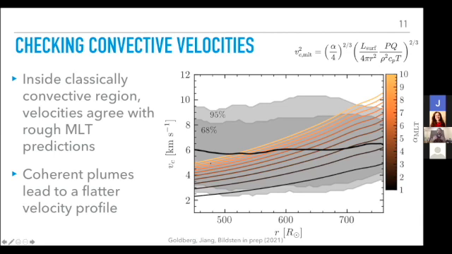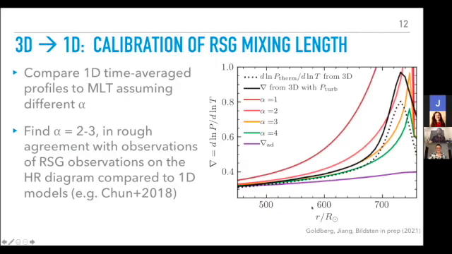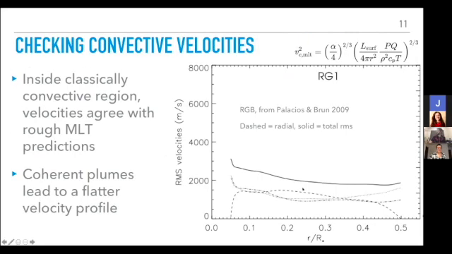One of the things that we see here, and actually in red giants, is that these coherent plumes lead to a flatter velocity profile, that it's really not a local problem. And we see this also in red giants. This is from Palacios and Brun 2009, with these velocities here.